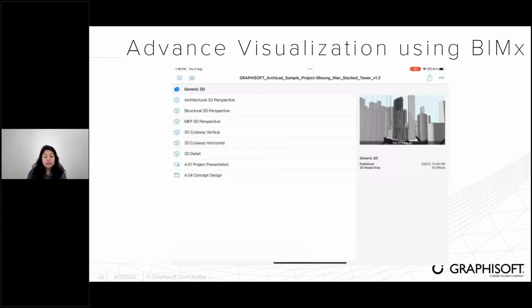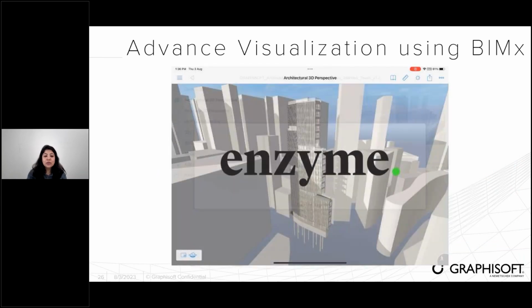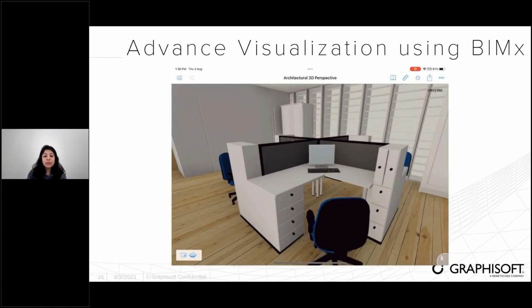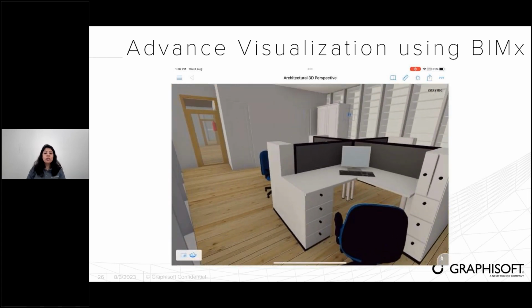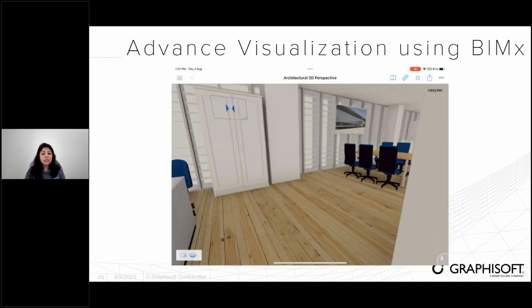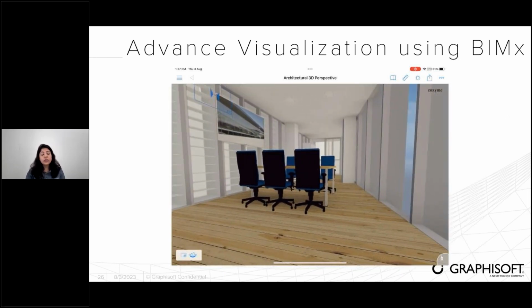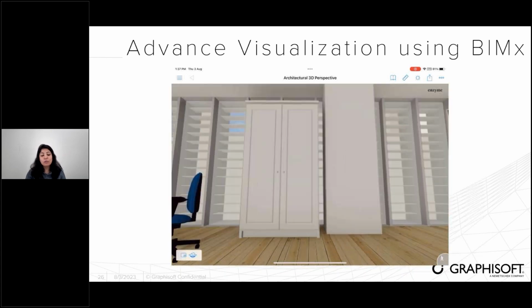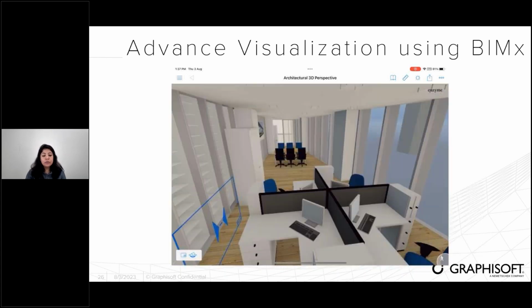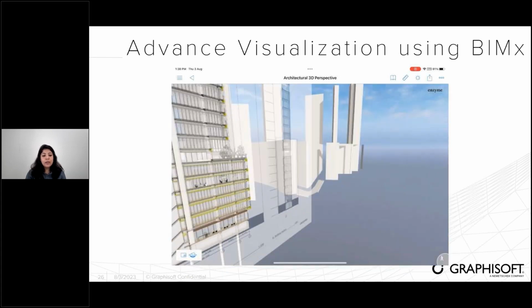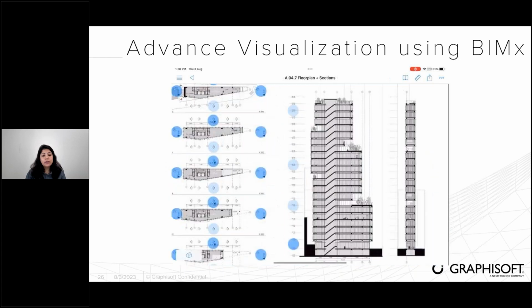And finally, we can also achieve better visualization just by publishing your model to the BIMx model transfer site, and you can share those models with other stakeholders as well. They can just download the BIMx app on their phones or iPads, and then they can browse through the model. And it's quite efficient, depending on which view you want to view.